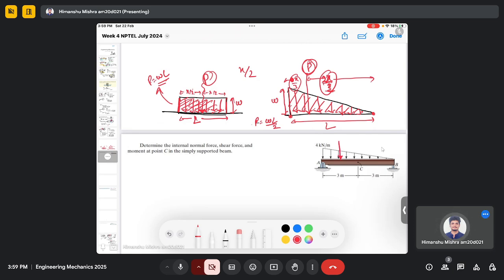So it will be somewhere here, and here the distance will be 2 meter and this will be 4 meter. And the magnitude will be the area of this triangle, which is 4 multiplied by 6 divided by 2. So this will be 12 kilonewton. So this equivalent load will be 12 kilonewton. So now we have an equivalent load. Now we can easily find the reaction forces.